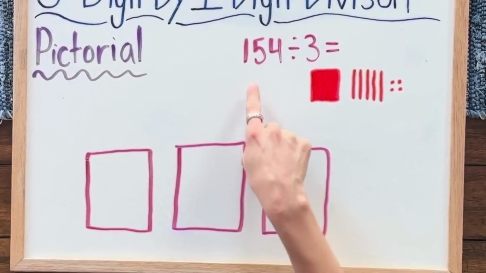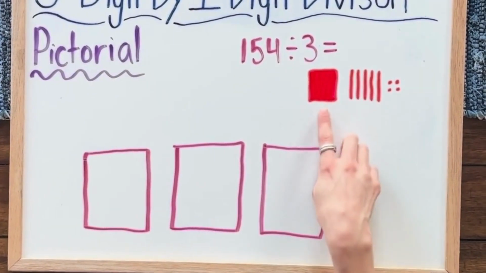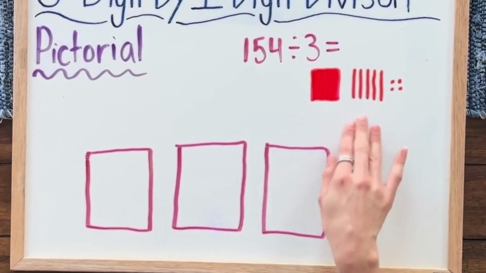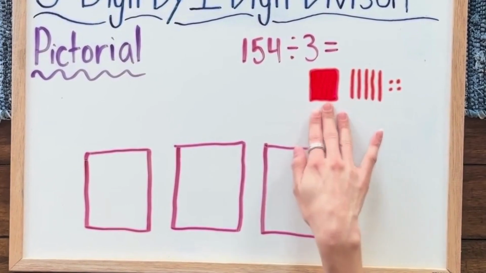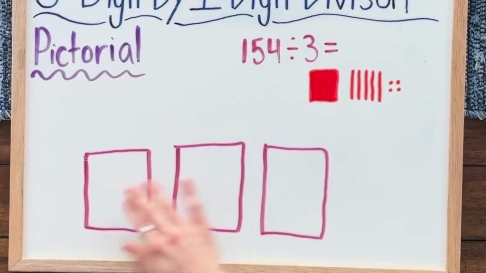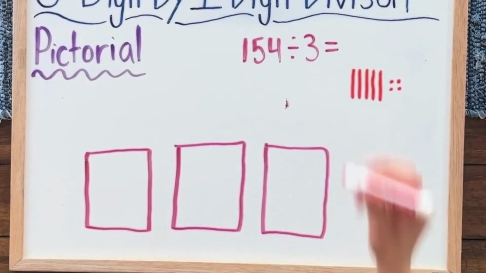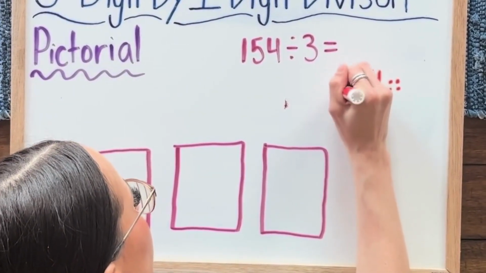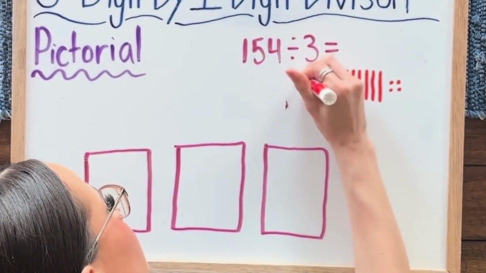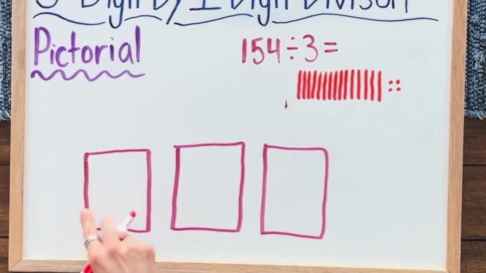Okay, so now we are going to solve 154 divided by 3 using a pictorial. I have my 1 flat, my 5 rods, and my 4 units to represent 154. I need to begin by distributing my base 10 blocks evenly into 3 groups. We know that we can't distribute this 1 flat into 3 groups evenly, so I need to exchange it for 10 rods. 1, 2, 3, 4, 5, 6, 7, 8, 9, 10. Alrighty, now we can distribute these rods evenly into the 3 groups.